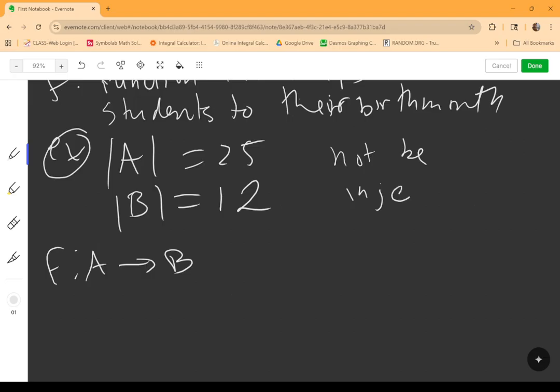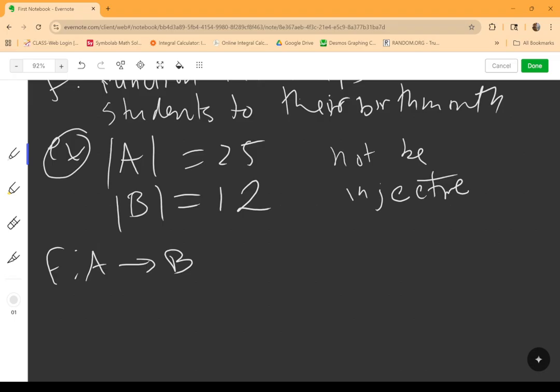I don't even need to know everybody's birthday month. I know for a fact that it will not be injective, that in fact I'm guaranteed there will be 1 month where at least 3 students will share the same birth month. That's also based off of that pigeonhole principle, and the same holds if the cardinality of A is bigger than the cardinality of B.